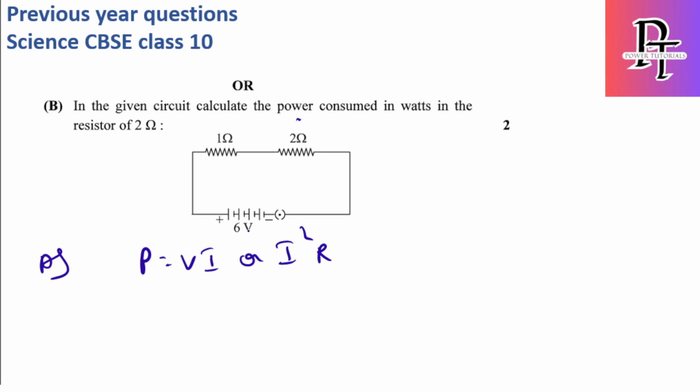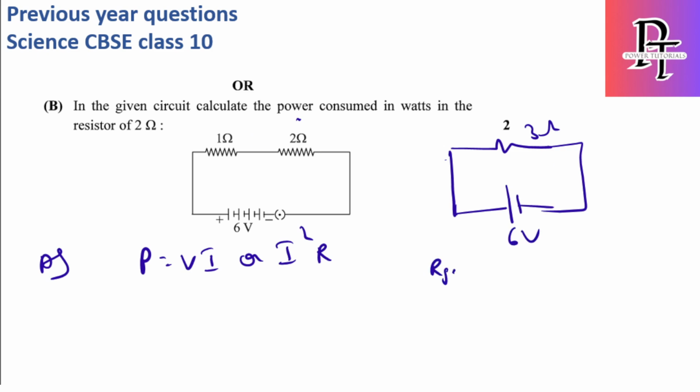Okay, so we have voltage 6, and the total resistance is the series resistance. So I can change the circuit to 3 ohms and 6 volts. How did we get 3? Because these two are in series. So R series is equal to R1 plus R2, so 1 plus 2, which is 3 ohms. Now we have voltage and resistance, so current will be equal to V by R. V is 6, R is 3, 6 by 3, which is 2 amperes.